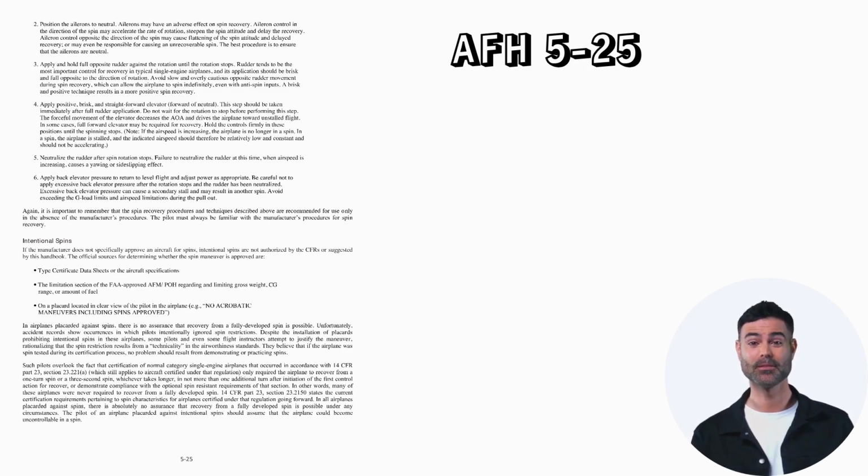Intentional spins. If the manufacturer does not specifically approve an aircraft for spins, intentional spins are not authorized by the CFR or suggested by this handbook. The official sources for determining whether the spin maneuver is approved are type certificate data sheets or the aircraft specifications, the limitations section of the FAA-approved AFM/POH regarding and limiting gross weight, CG range, or amount of fuel, or a placard located in clear view of the pilot in the airplane, e.g., no acrobatic maneuvers including spins approved.